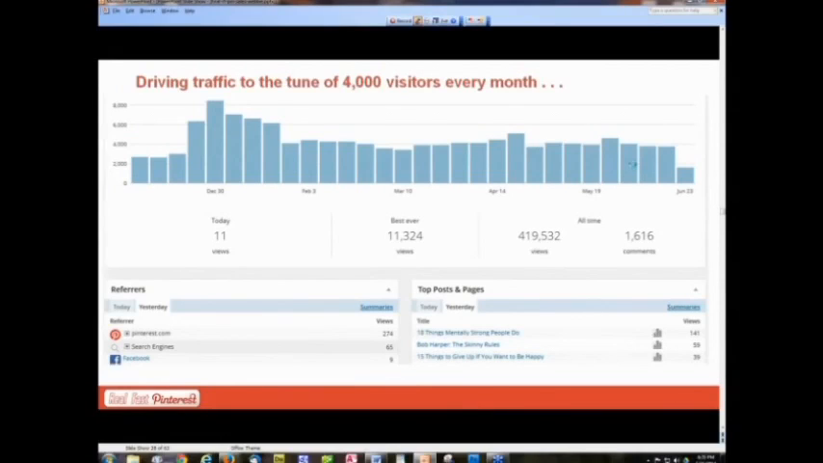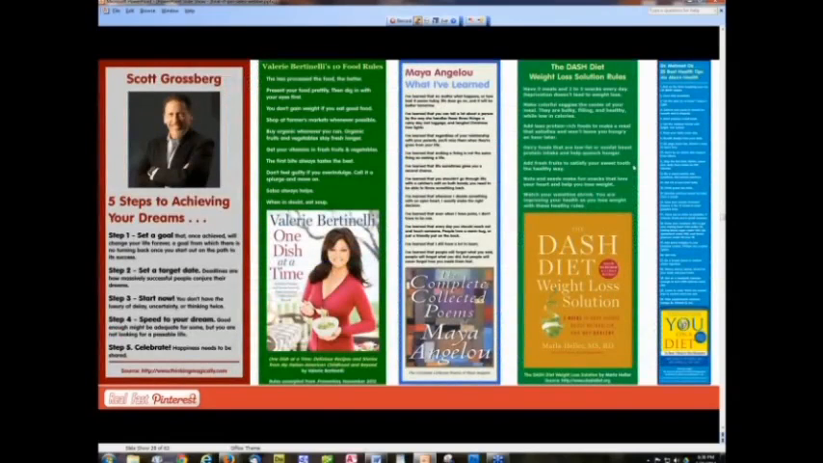Here are a couple of book graphics that I've created over time. One was from Scott Grossberg. That was actually about the actual size. The rest of these are smaller. One for Valerie Bertinelli's 10 Food Rules, One Dish at a Time. So that's her book cover. She was promoting it. The 10 tips were excerpted from Prevention magazine.